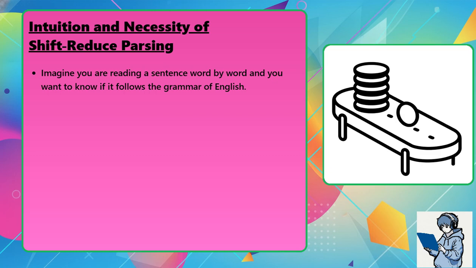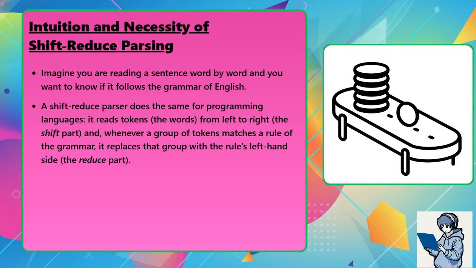Imagine you are reading a sentence word by word, and you want to know if it follows the grammar of English. A shift-reduce parser does the same for programming languages. It reads tokens (the words) from left to right, the shift part, and whenever a group of tokens matches a rule of the grammar, it replaces that group with the rule's left-hand side, the reduce part.